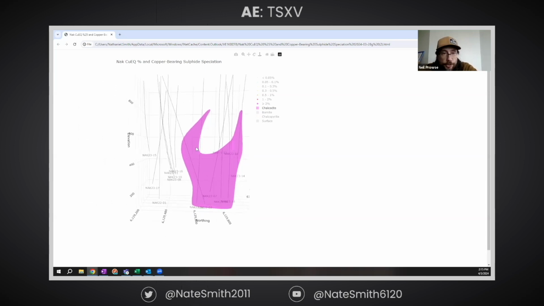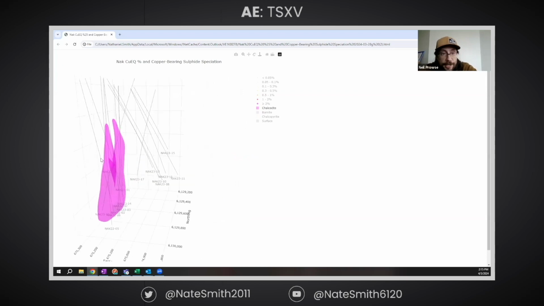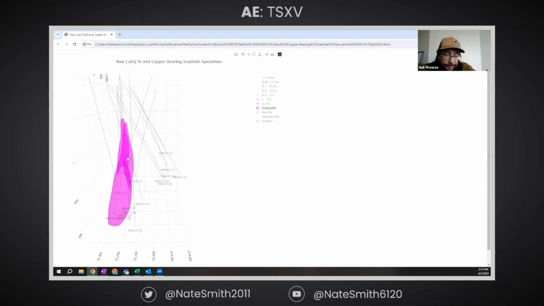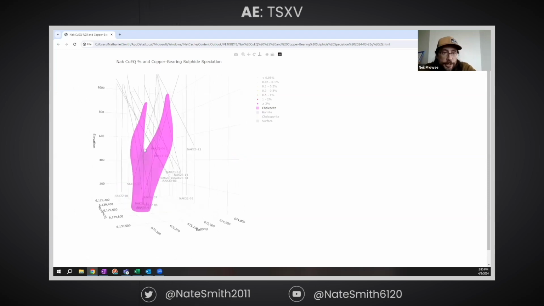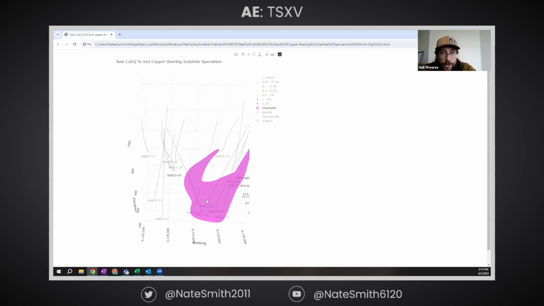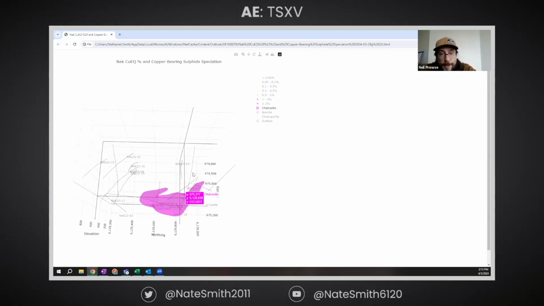So chalcocite, which is just straight up copper sulfide, is about 80% copper by weight. And in a hypogene setting, that's representing our most oxidized, hotter part of the system, with bornite forming a bit of a broader halo around that, and chalcopyrite forming an even broader halo around it.